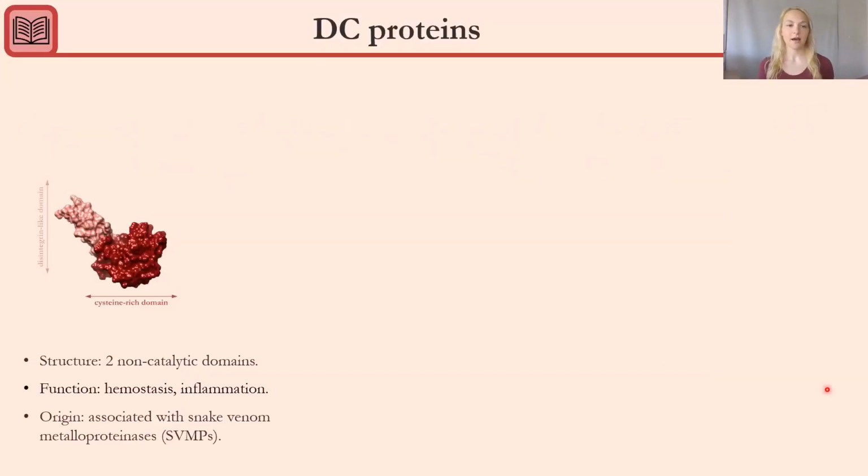So DC proteins are snake venom toxins that consist of two non-catalytic domains, the Disintegrin-Like domain and the Cysteine-Rich domain. Most of them affect hemostasis or are involved in the inflammatory response to snake bite and venoming. And the exact origin of DC proteins is still controversial, although it is clearly associated with snake venom metalloproteinases, or SVMPs.